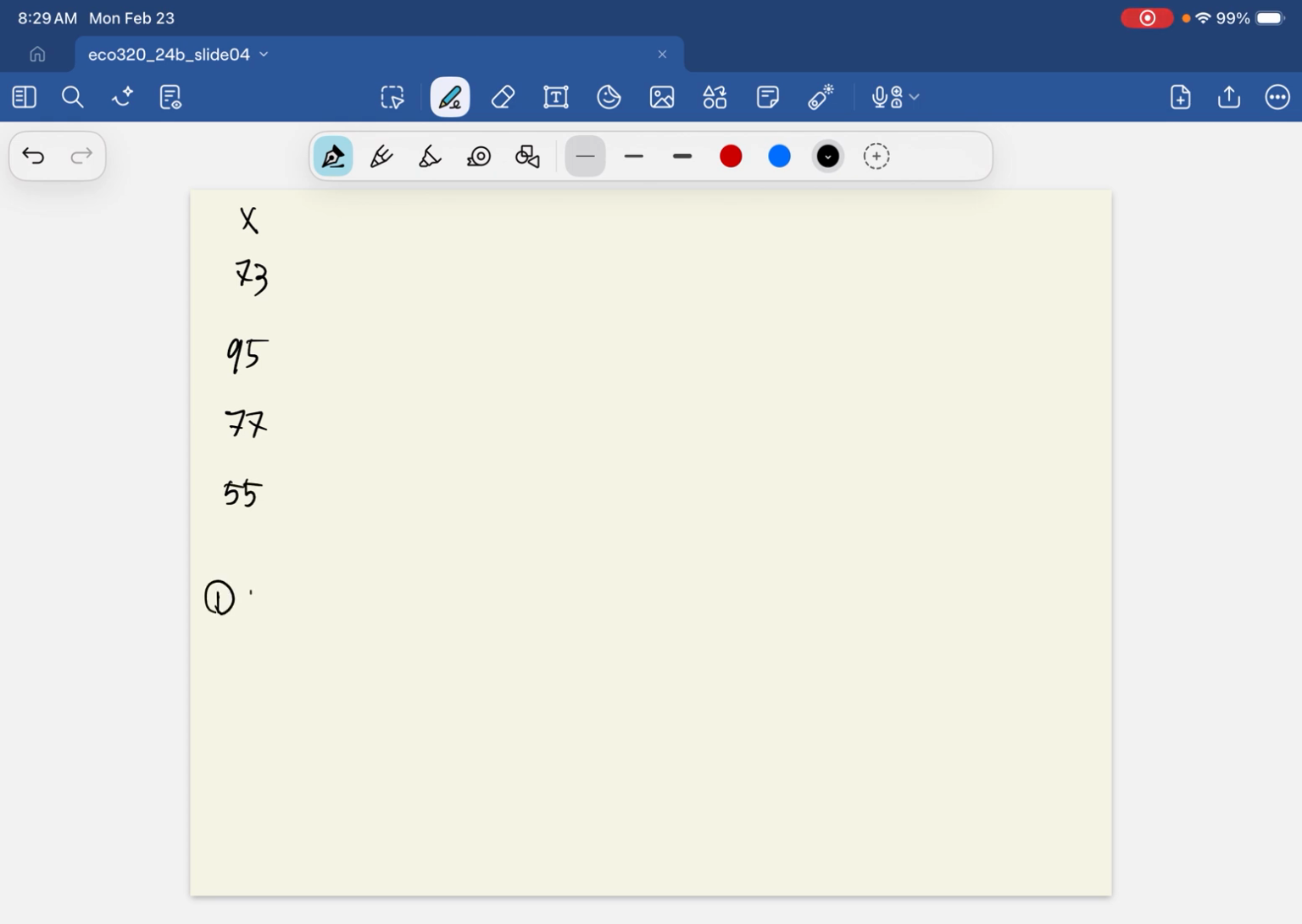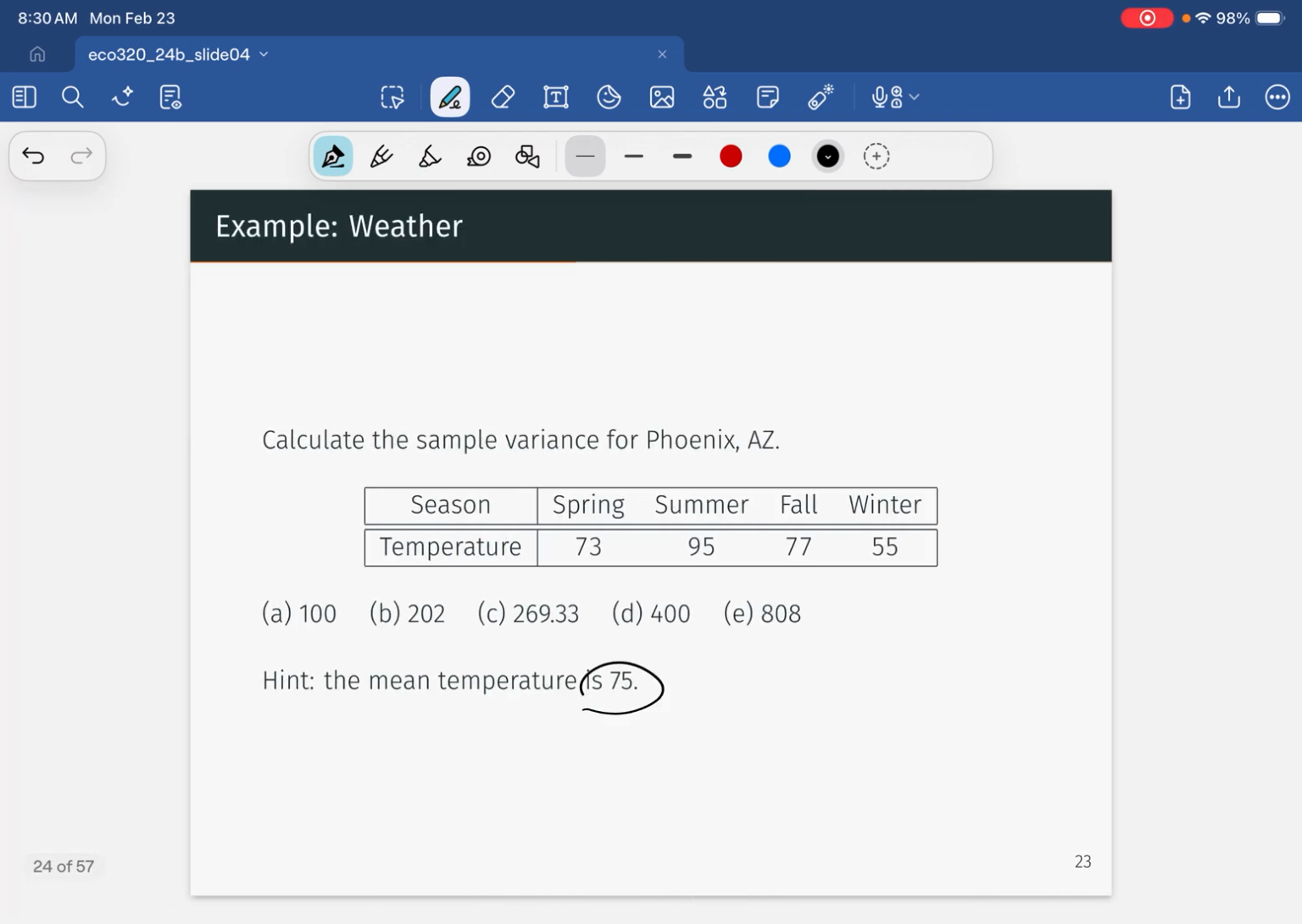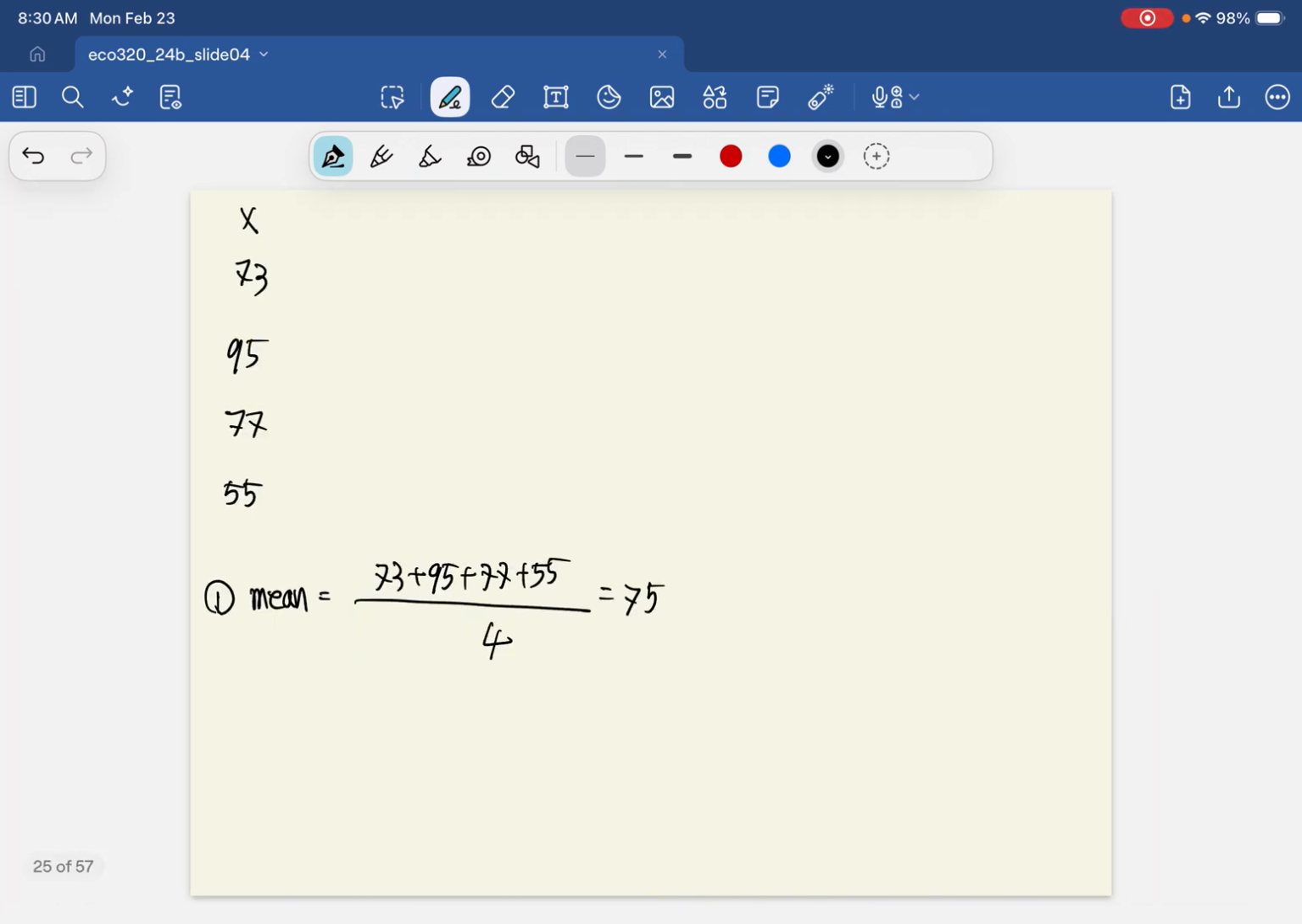Step 1, you calculate the mean. Mean is 73 plus 95 plus 77 plus 55 divided by 4. I already spoiled the answer. Then the average is 75. That's simple algebra, right? Also, I gave you the mean here to save you one step. And then let's calculate deviations. 73 minus 75 is minus 2. 73 is 2 degrees below 75, and this one is plus 20 degrees. And this is plus 2 degrees, this is minus 20 degrees.